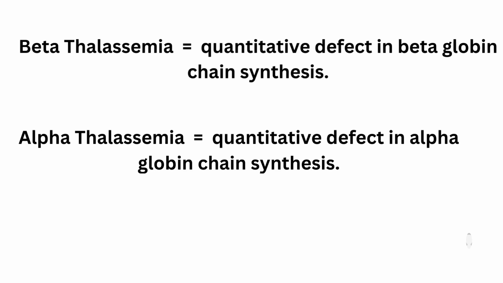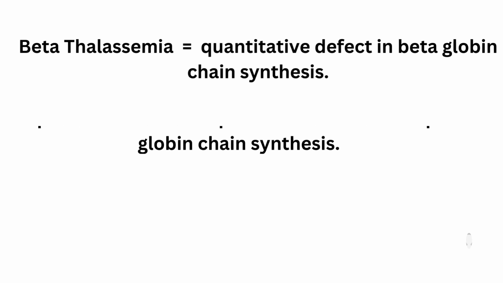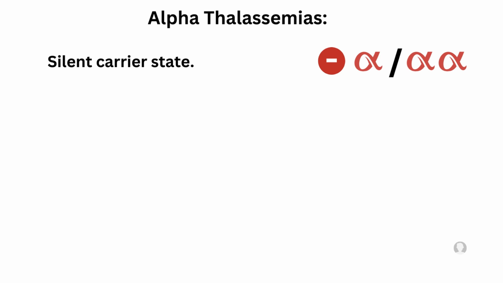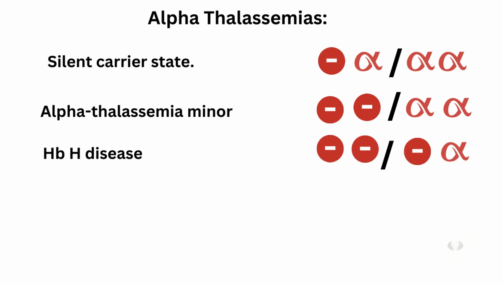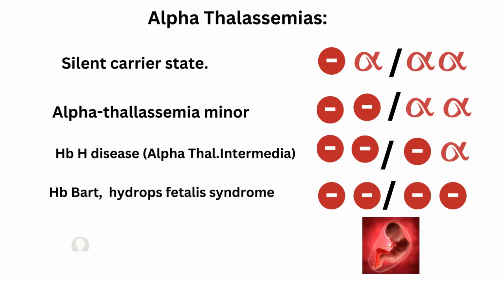Let's quickly look at the alpha thalassemias. Alpha thalassemia silent carrier state has a deletion of one alpha gene. Alpha thalassemia minor has a deletion of two alpha genes. Hemoglobin H disease has a deletion of three alpha genes, and hemoglobin H is mentioned in the ASCP study guide. This summarizes the genetics of the alpha thalassemias.